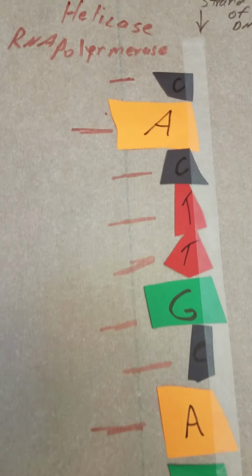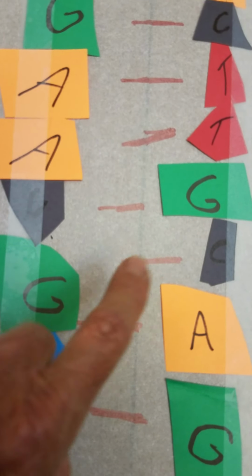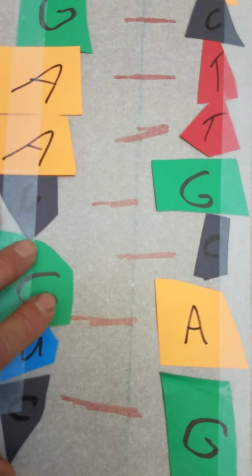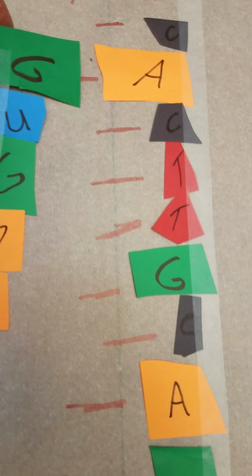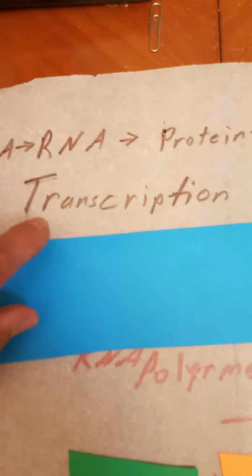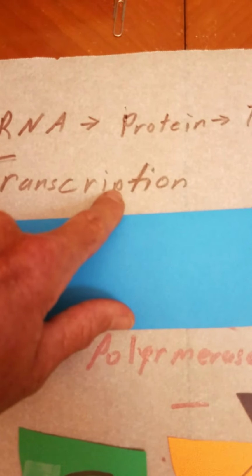Everywhere there's a C, we put a G. Everywhere there's a T, an A. Everywhere there's a G, we put a C. Everywhere there's an A, we put a U. C goes with the G, A goes with the U, and a G goes with the C. So now we have just made our messenger RNA. This is known as transcription.